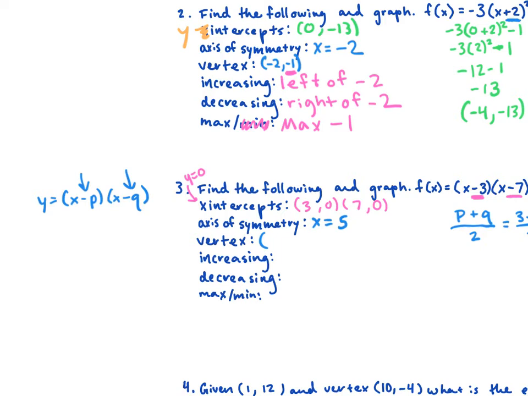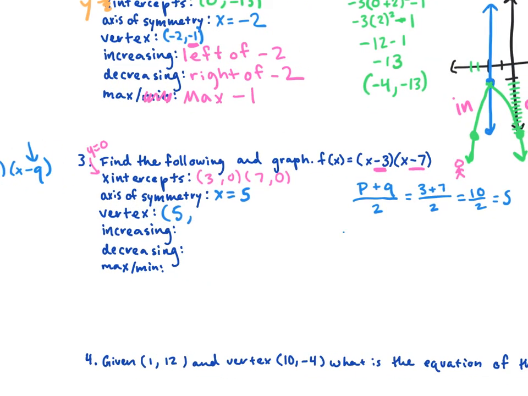All right, what's the first number of our vertex? The x value. 5. And then how do we find the y value? You plug in 5 for x. So we have y is equal to 5 minus 3 times 5 minus 7. 5 minus 3 is 2. 5 minus 7 is -2, so we get -4. So our vertex is 5, -4.